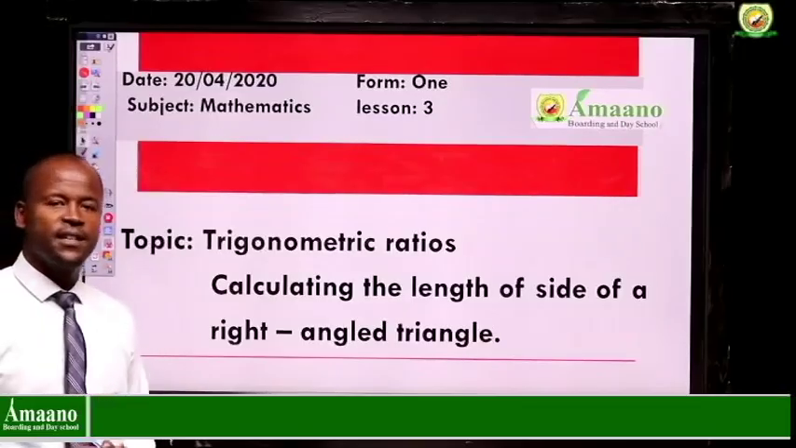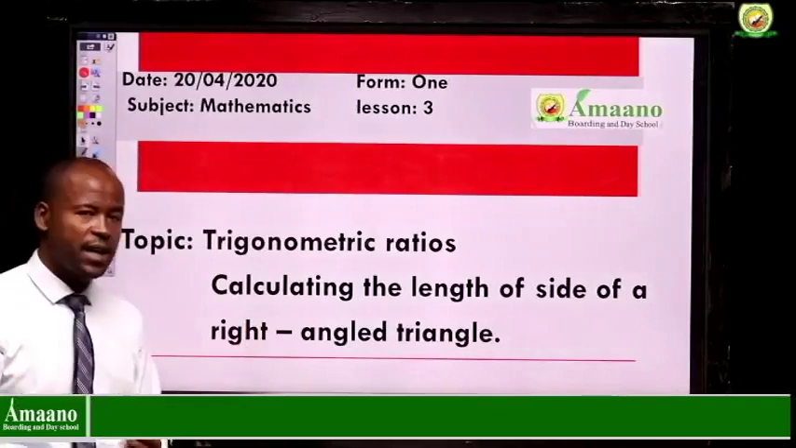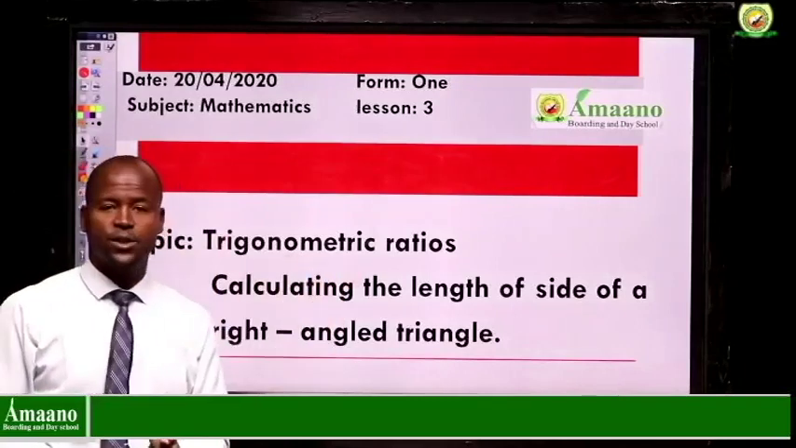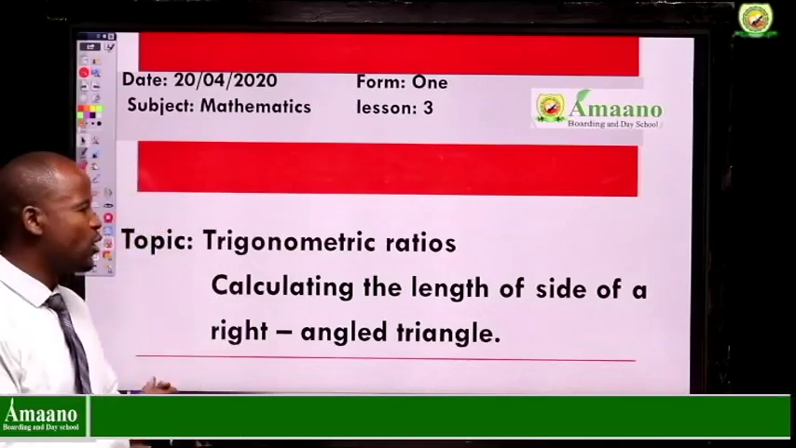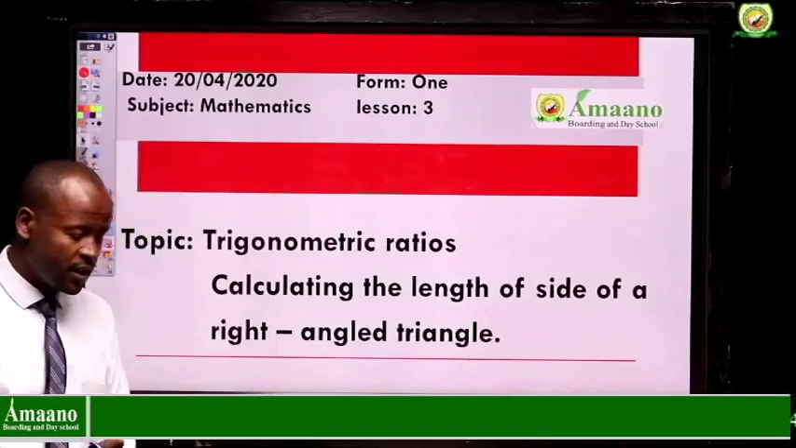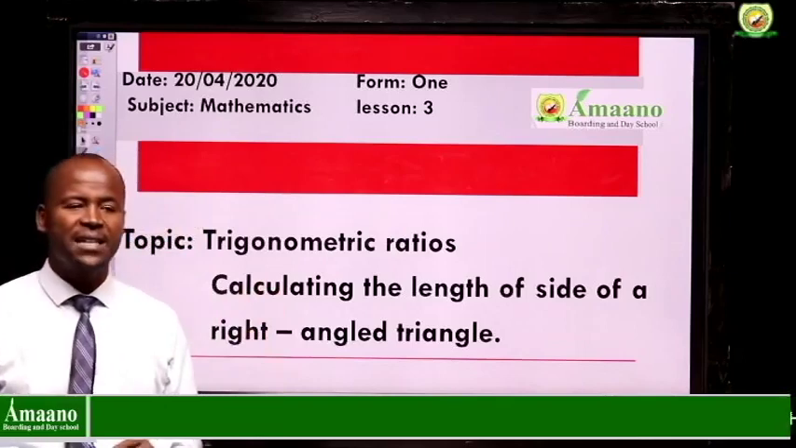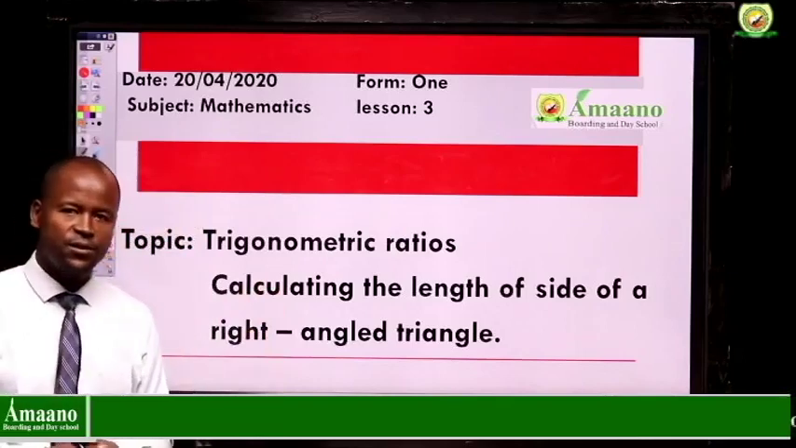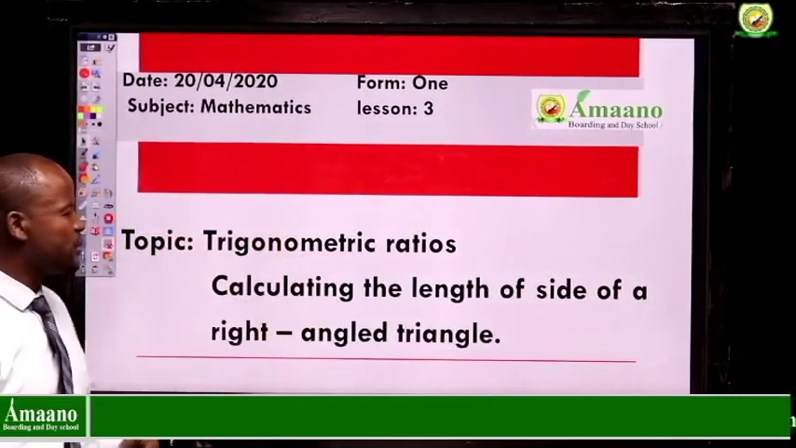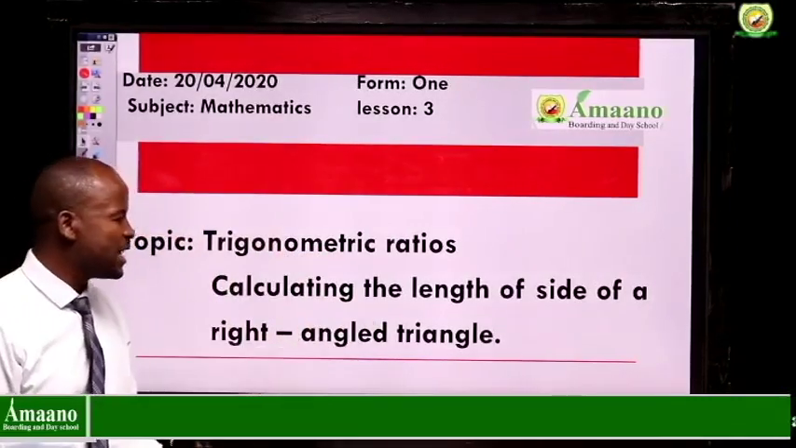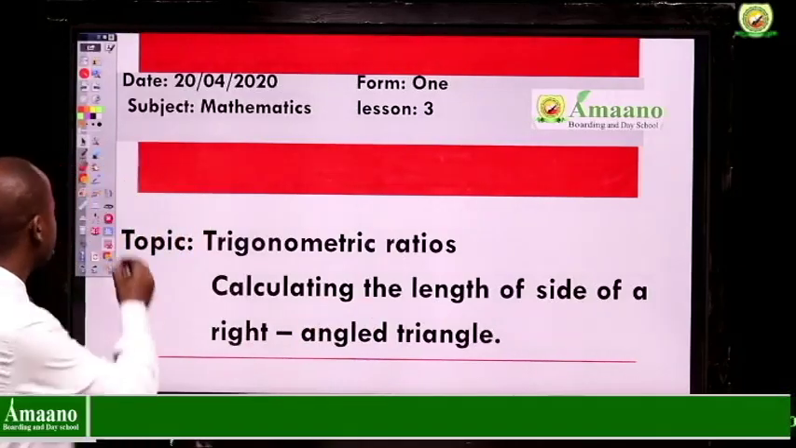Our third video lesson. In today's lesson, we'll see calculating the length of a side of a right-angled triangle using these trigonometric ratios. In our previous video, we saw the three trigonometric ratios: sine, cosine, and tangent. A trigonometric ratio describes the relationship between two sides and one angle in a given right-angled triangle. Today we continue with calculating the length of a side of a right-angled triangle.